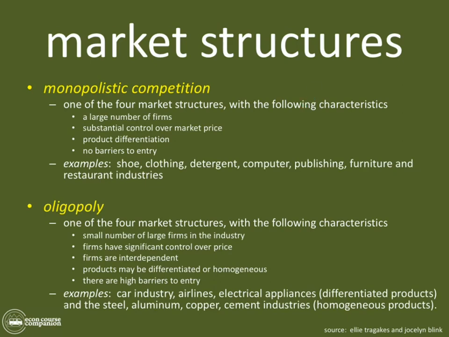Monopolistic competition. Check it. Monopolistic competition, what is it? It's one of 4 market structures. This is the one that students have the most difficulty understanding. One of 4 market structures with the following characteristics: a large number of firms, substantial control over market price, product differentiation, and no barriers to entry, or very low barriers to entry.